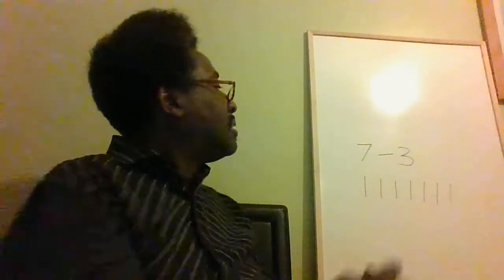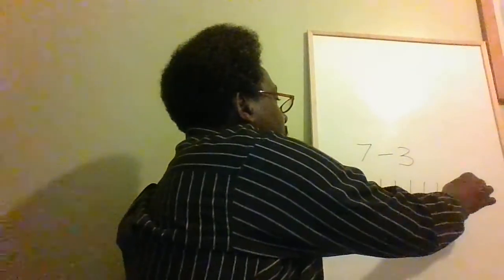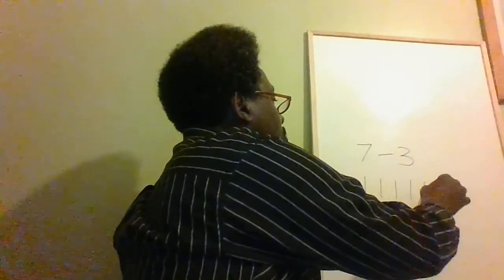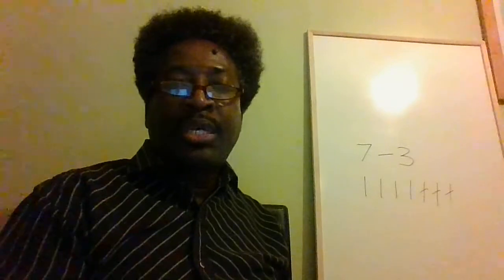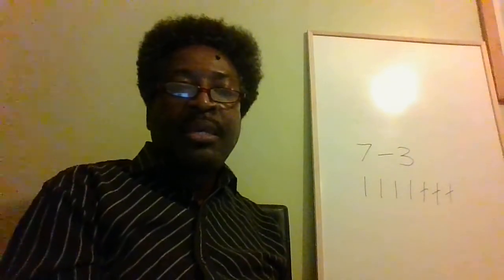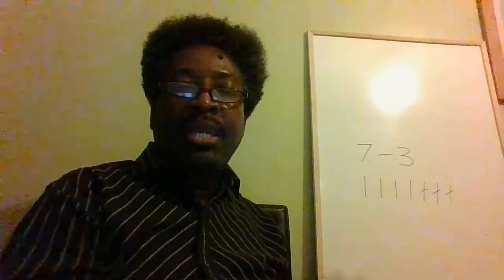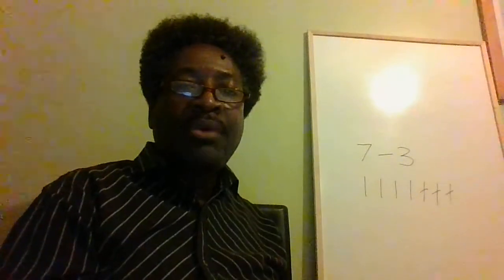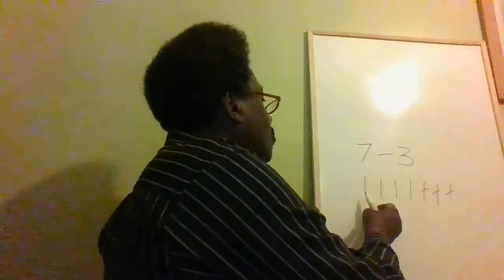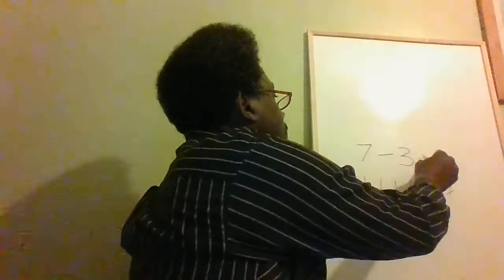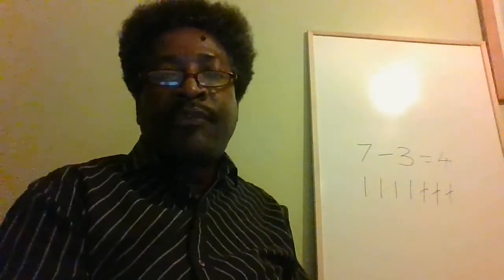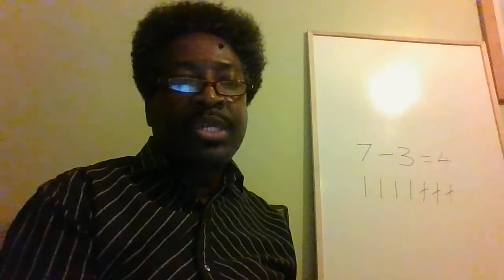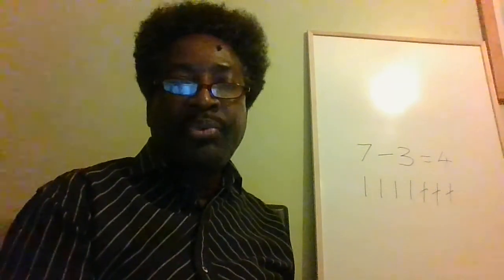I'm taking away 3 lines. 1, 2, 3. That's how my teacher said we should take away. Just put a small line to show that those 3 have been taken away. Then you count how many you have. 1, 2, 3, 4. 7 take away 3 is 4. Simple enough.